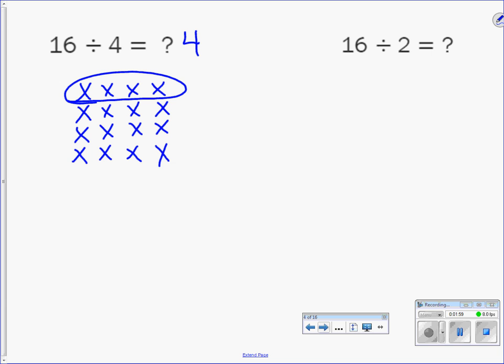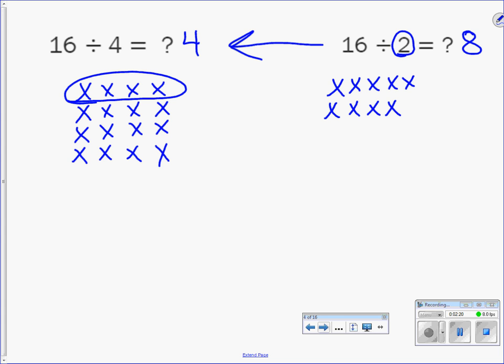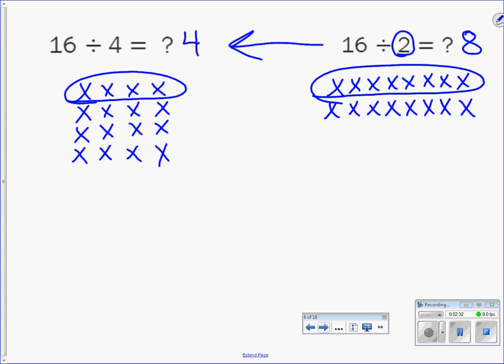All right, we can use this problem to help us here. We know that 16 divided by 4 equals 4. Now I'm only dividing it up by 2, so I should have twice as many. So this answer should be 8. So let's do 2 rows and put 1 in each row. And see that we get to 8.